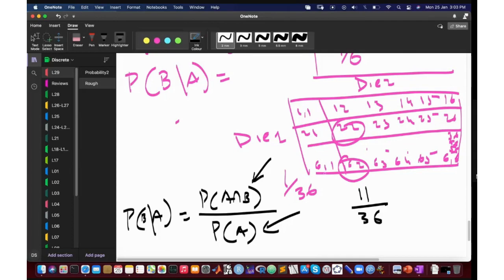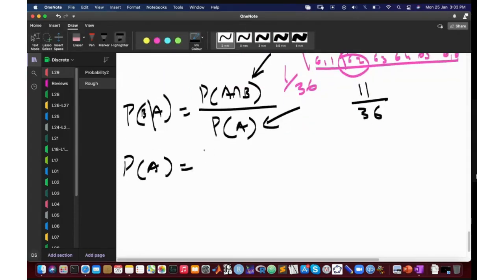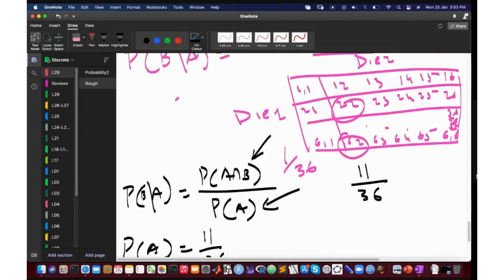So you can get 6 1, 6 2, 6 3, 6 4, 6 5, 6 6, 5 6, 4 6, 3 6, 2 6, 1 6. These are the 11 possible outcomes so that at least one of the dice contains 6. So this is what we wanted to compute. Each one of them is equally likely. There are 36 possible outcomes. So the probability of A is 11 over 36. Not so intuitive now, is it?